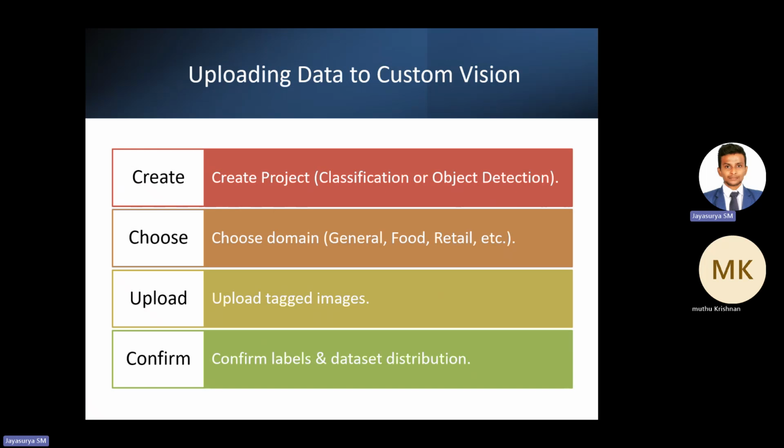So these are all the processes. First we have to create a project, and we have to choose the domain, whether it be general, food, or retail. Then we have to upload the images, tag them and confirm the labels, and then we can train the model.